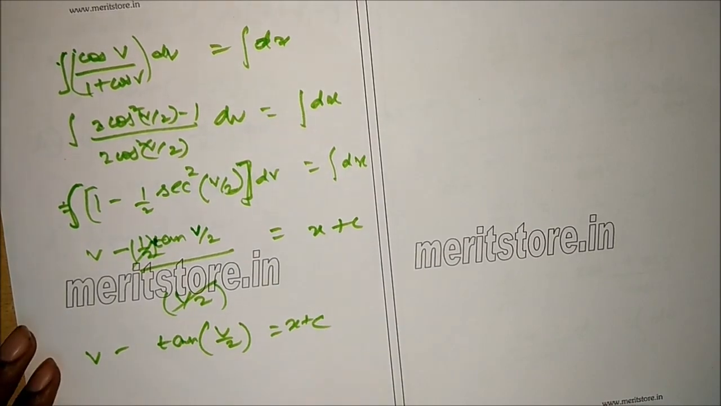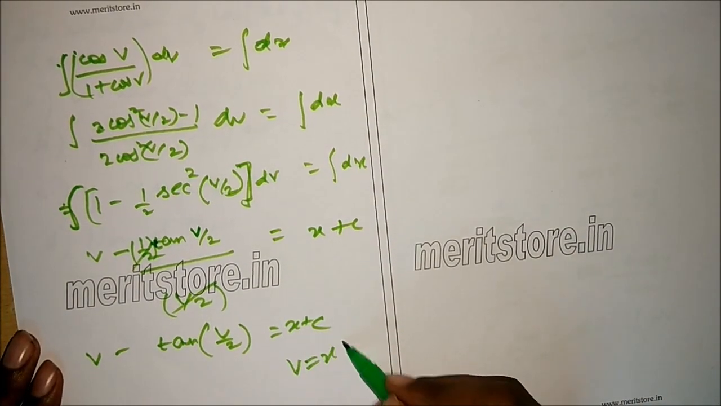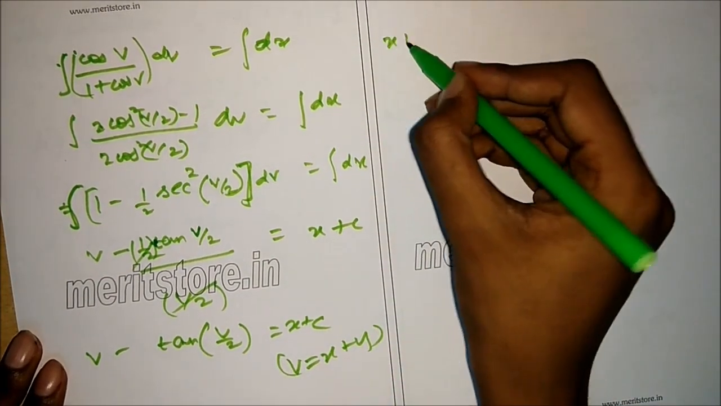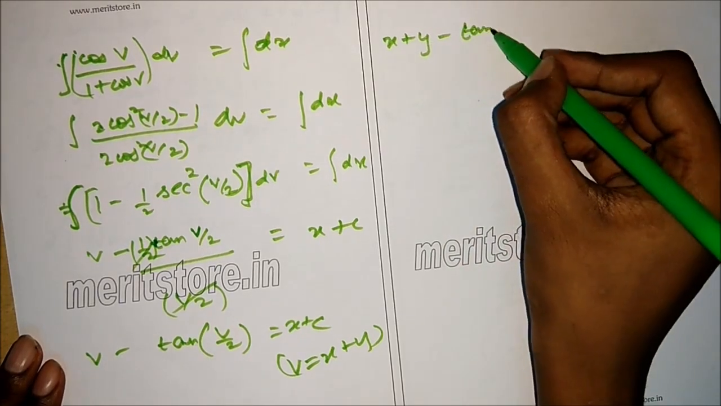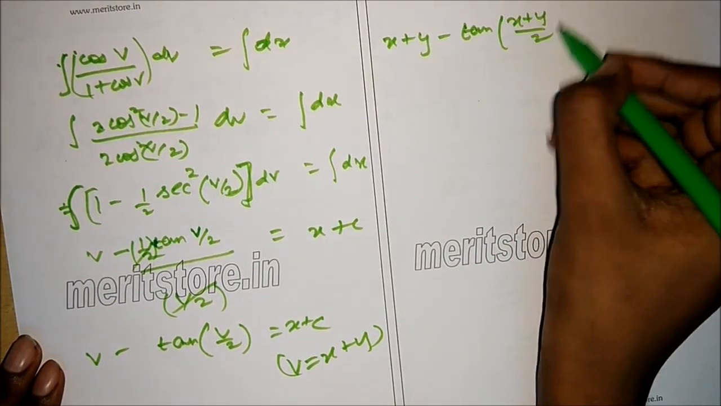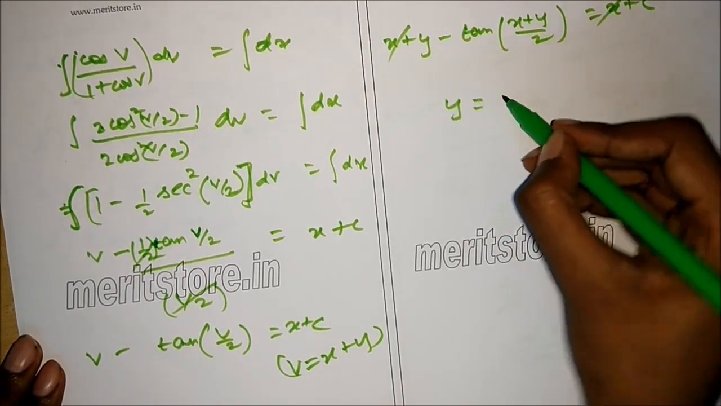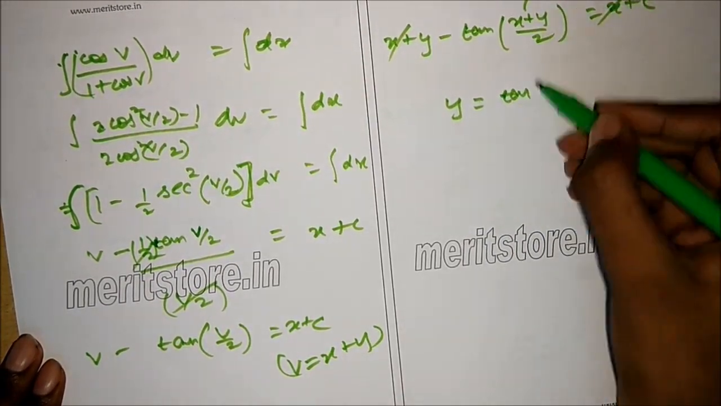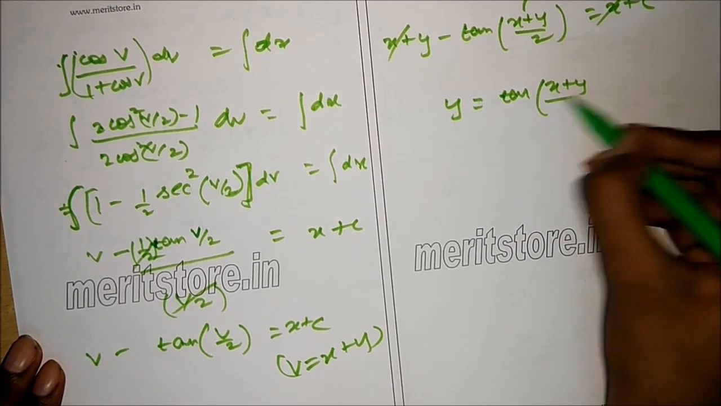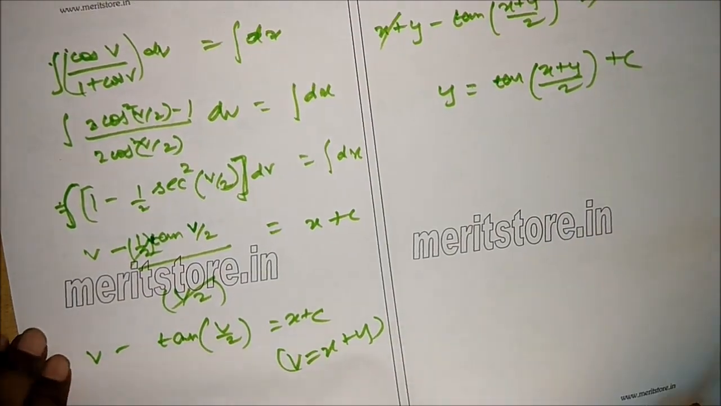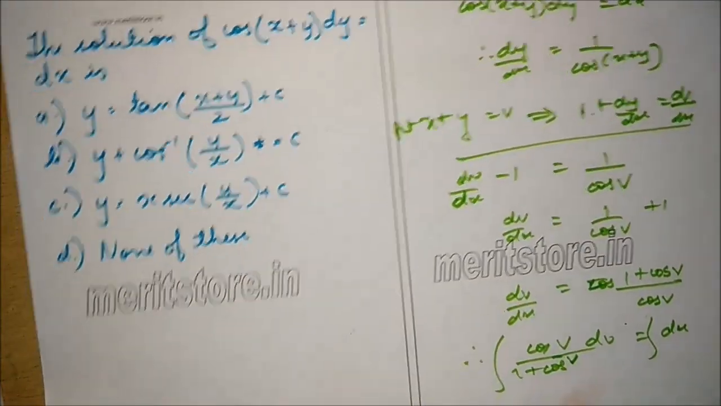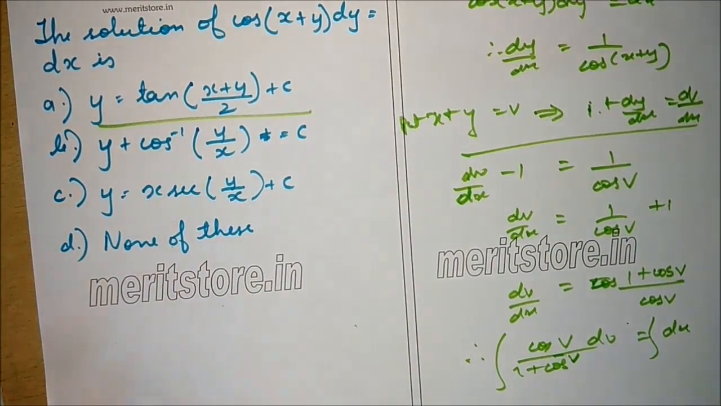So we resubstitute this as v equals x plus y. So x plus y minus tan of x plus y by 2 is equal to x plus c. X gets cancelled, we are left with y equals, bringing this to RHS, tan of x plus y by 2 plus c, which is option A, y equals tan of x plus y by 2 plus c.